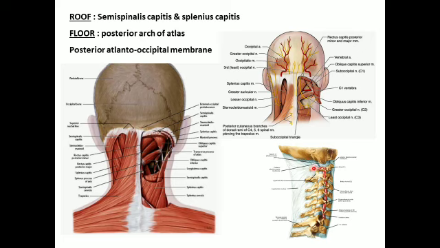And there is another membrane called posterior atlanto-occipital membrane. There is a membranous structure extending from atlas to the occipital region. Exactly speaking, we have two atlanto-occipital membranes: anterior atlanto-occipital membrane in front and posterior atlanto-occipital membrane behind. This membrane extends from the superior border of posterior arch of atlas to the posterior margin of foramen magnum. So that is the posterior atlanto-occipital membrane that forms the floor of this triangle.